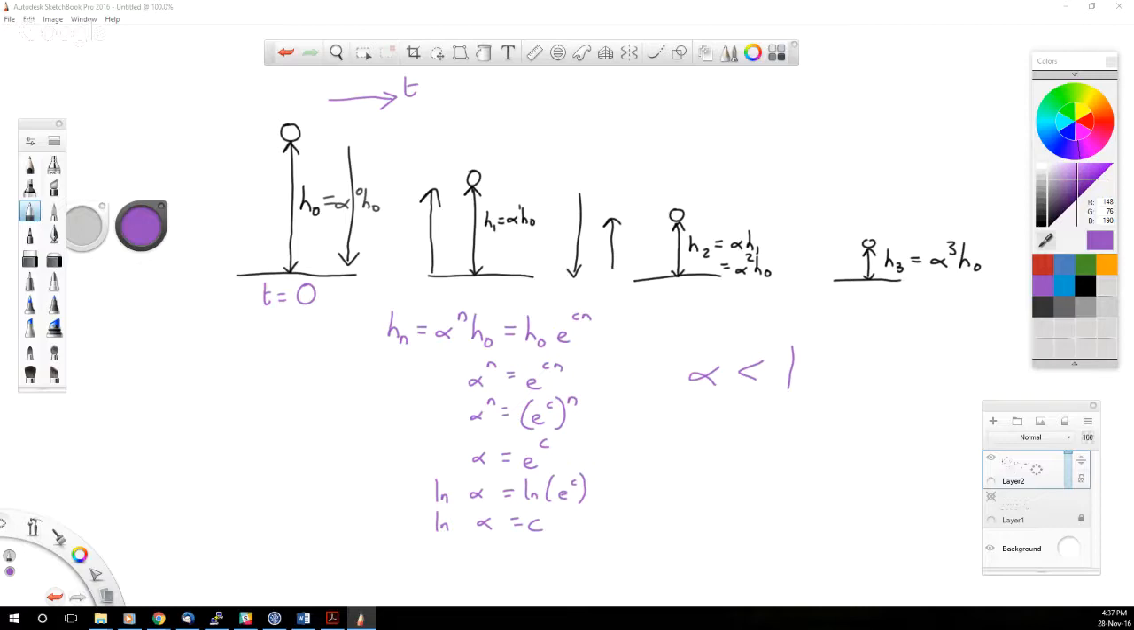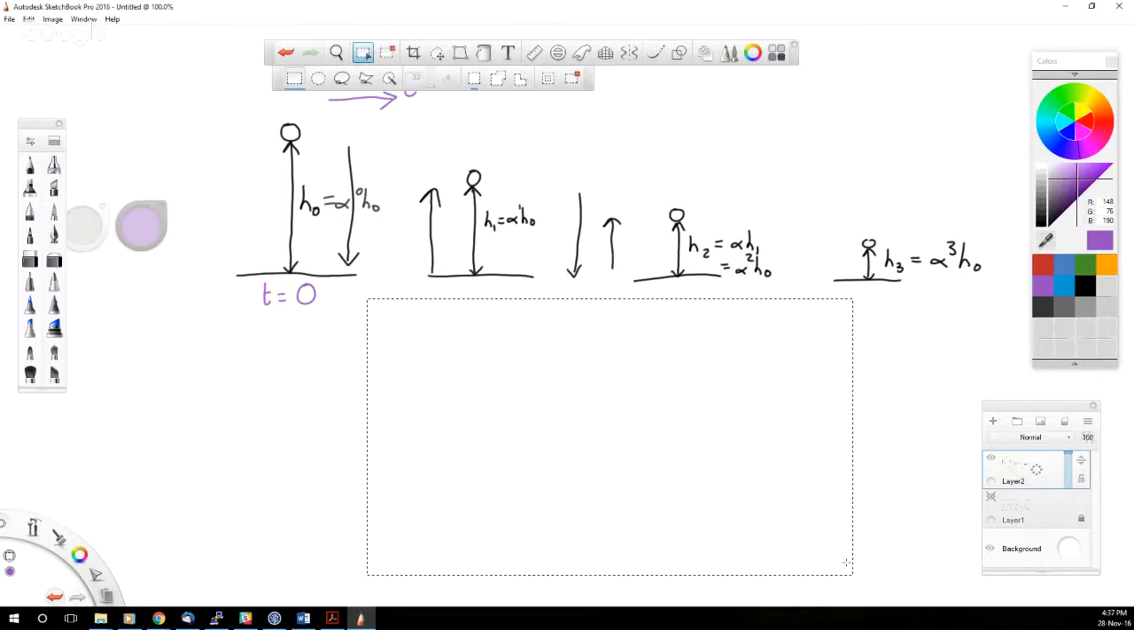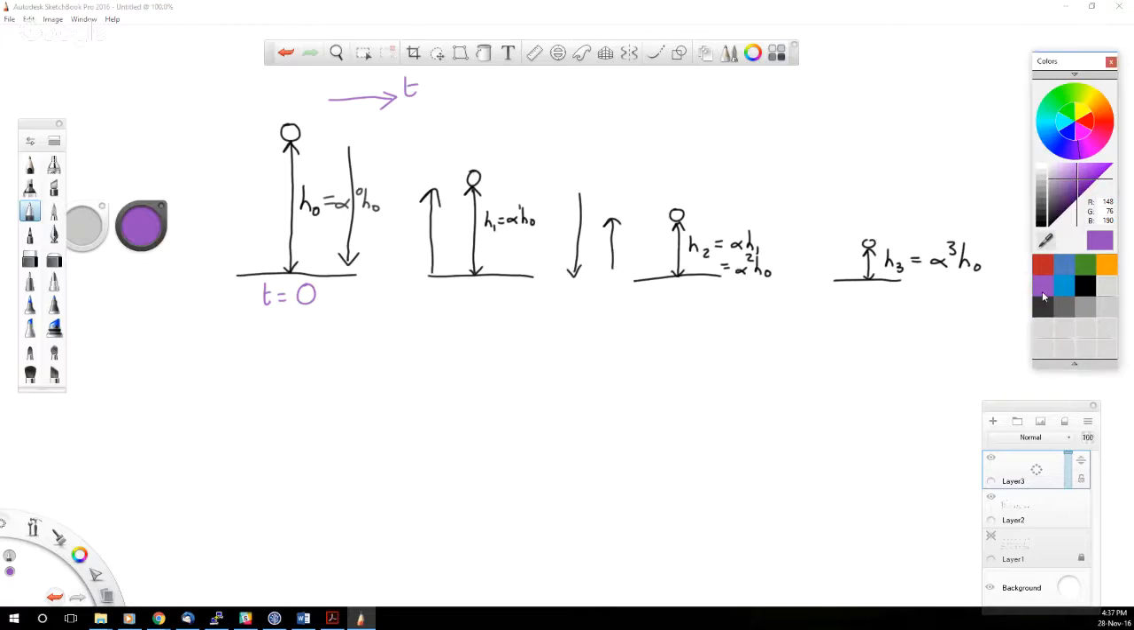So the next part of the problem says, how far does the ball travel before it stops bouncing in the ideal case? Why might this distance not be attained in practice? So what we're going to do is look at how far the ball travels. Let's start from the very beginning, and I'm going to call the total distance capital H.